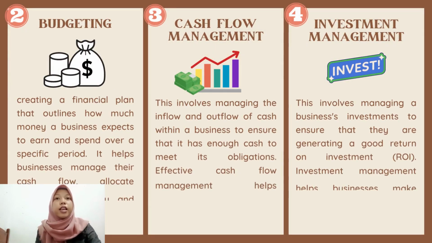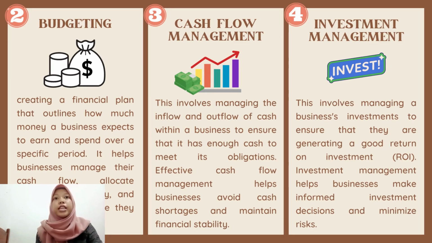Second, budgeting. Budgeting is the concept of creating a financial plan that outlines how much money a business expects to earn and spend over a specific period. It helps businesses manage their cash flow, allocate resources effectively, and identify areas where they can reduce costs. Third, cash flow management. This involves managing the inflow and outflow of cash within a business to ensure that it has enough cash to meet its obligations. Effective cash flow management helps businesses avoid cash shortages and maintain financial stability.